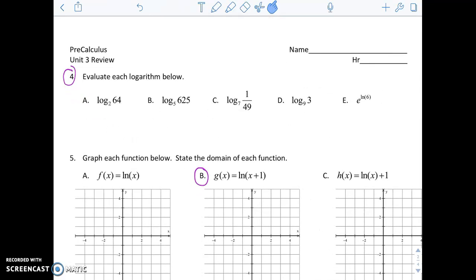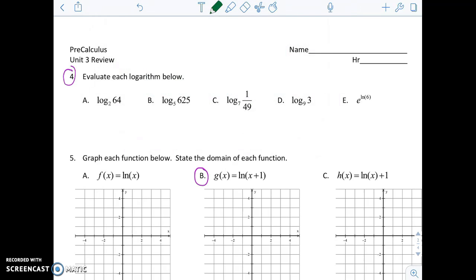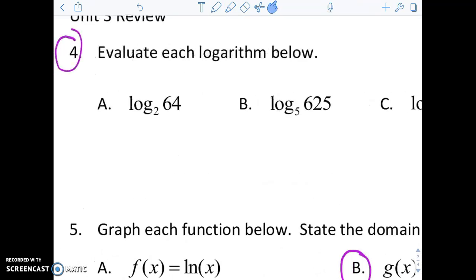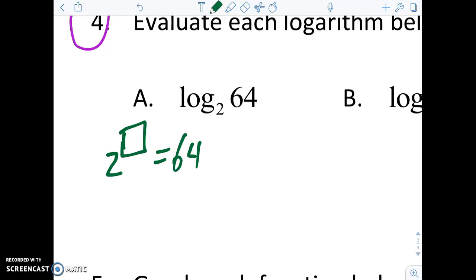Okay, so this just says evaluate each logarithm below, so I'm going to show 2 ways to do this. First way is you can look at these numbers, so I'm going to look at part A first. Log base 2 of 64. When you see this, you should think to yourself, okay, 2 to what power gives me 64? So I'm looking for the thing that goes in the box there, right?